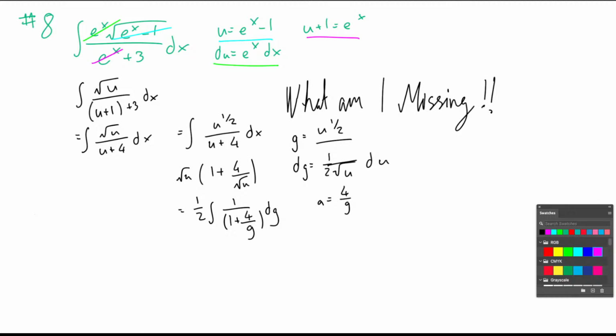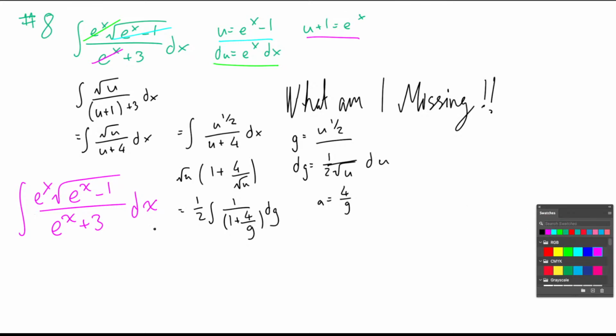Hello to the new people who have joined. I have been struggling with solving these integrals for the longest time. Okay. Whoa, this is the integral. Let me write it out. Integral e to the x of square root e to the x minus 1 over e to the x plus 3 dx.